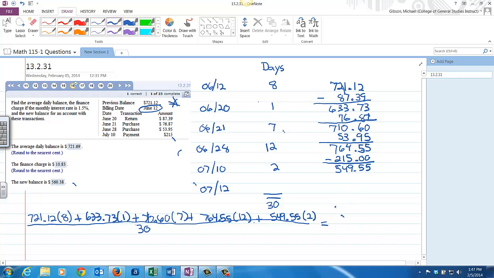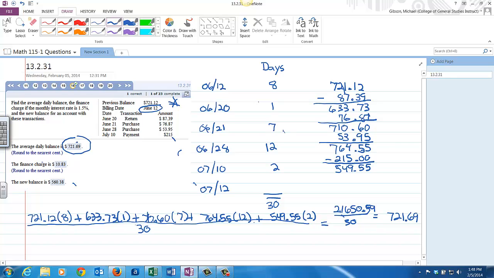The numerator is 21,650.59 over 30, which is 721.69. You have to round it to the nearest penny. That's what I did, 721.69. And if you come over here, you'll see there's the answer to the first question, 721.69.